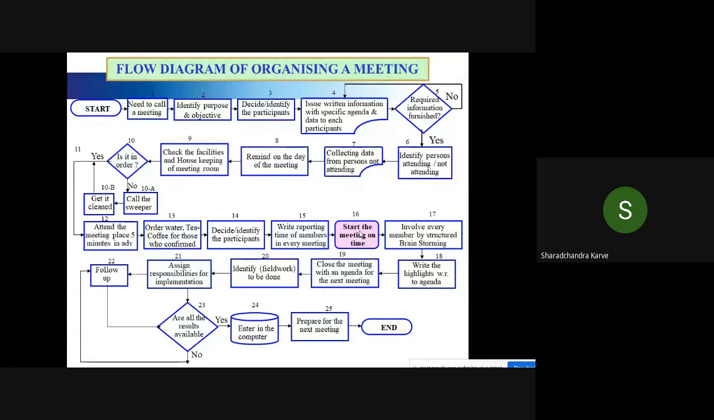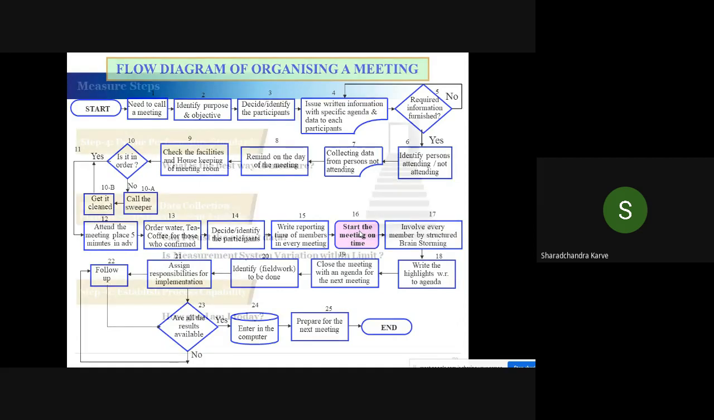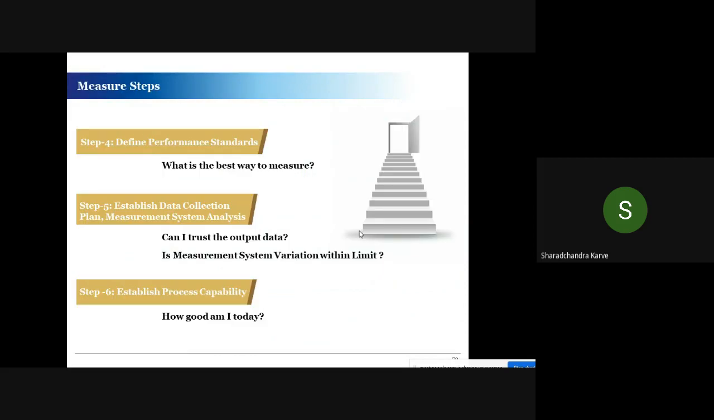That is very important. Before going to the analyze phase, once you identify potential X's, it is also important to measure the data: what my as-is process capability is. Go to the next slide, please, which is called the measure phase. What we are going to do in the measure phase: again, I told you that we will be answering 3 questions. The fourth question is to define performance standards.